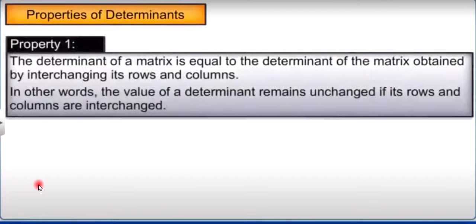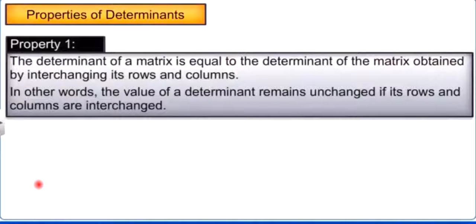The first property is that the determinant of a matrix is equal to the determinant of the matrix obtained by interchanging its rows and columns. In other words, the value of a determinant remains unchanged if its rows and columns are interchanged.